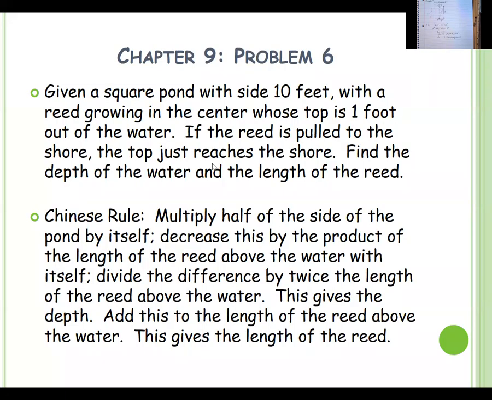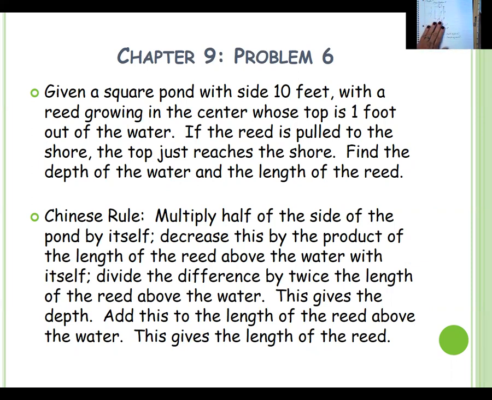All right, I want you to look at how they solved it, because in the book, you've got the statement of the problem, and then you've got written in words how they solved the problem. So how they solved it is just as interesting as the problem itself. The rule is to multiply half of the side of the pond by itself. Okay, I'm going to write that over here and then kind of come back to it.